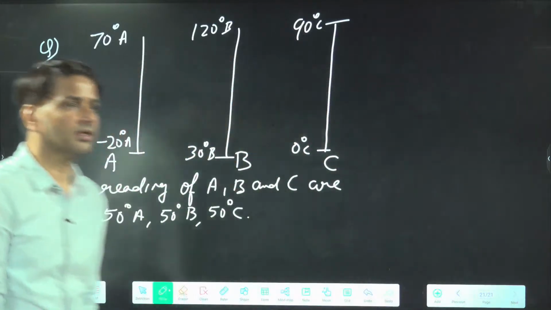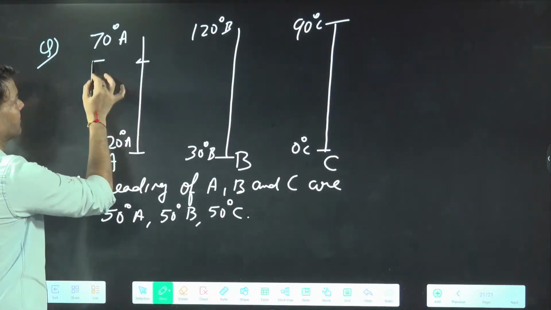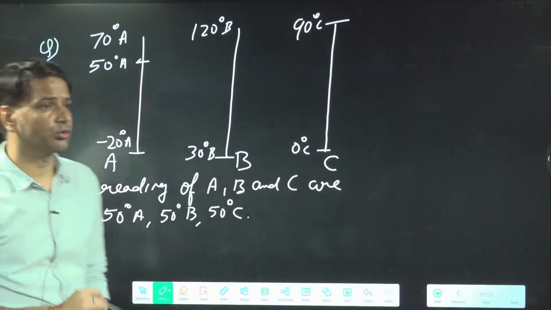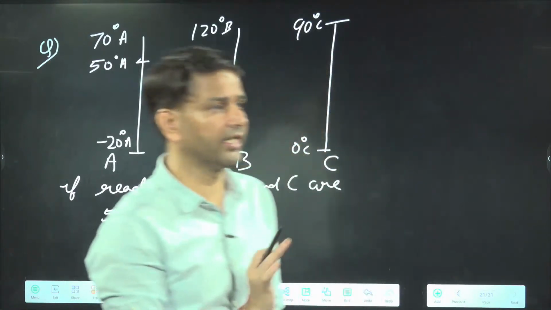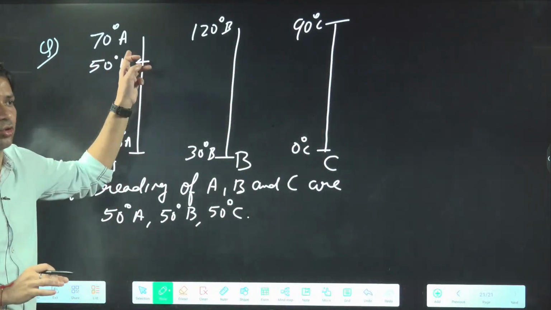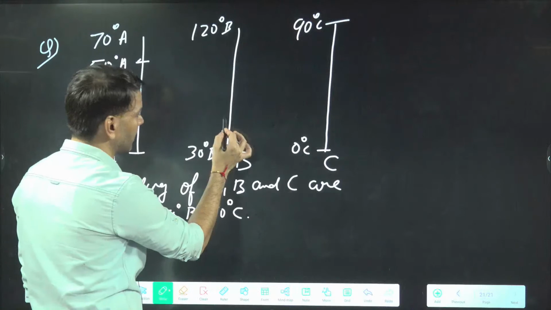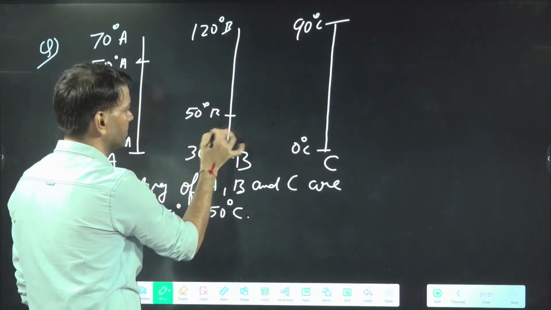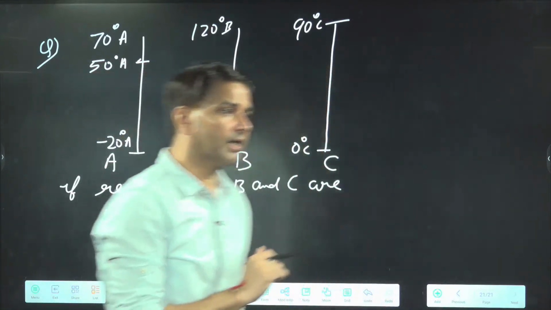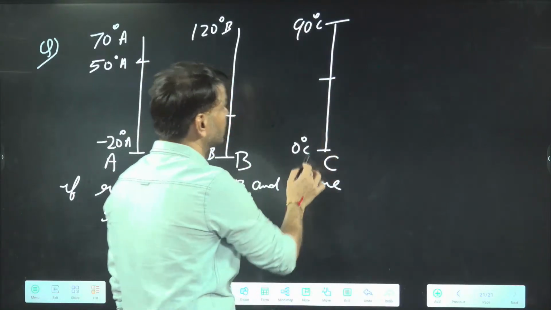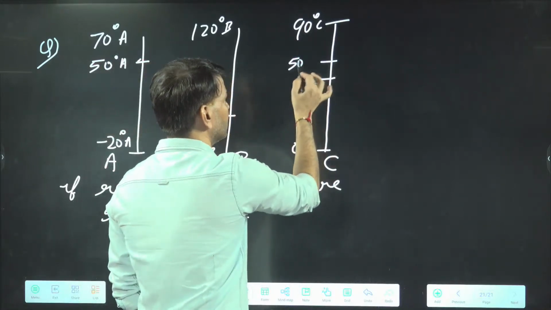That is right. So 50 degree A is closer to 70. It means 50 degree A is closer to the steam point. In scale A, if I get the reading 50, it is closer to the steam point. Then in B, 50 means it is closer to the ice point, because the range is 30 to 120. In C, 45 is the middle, because the range is 0 to 90, so 50 degree C is slightly above the middle.